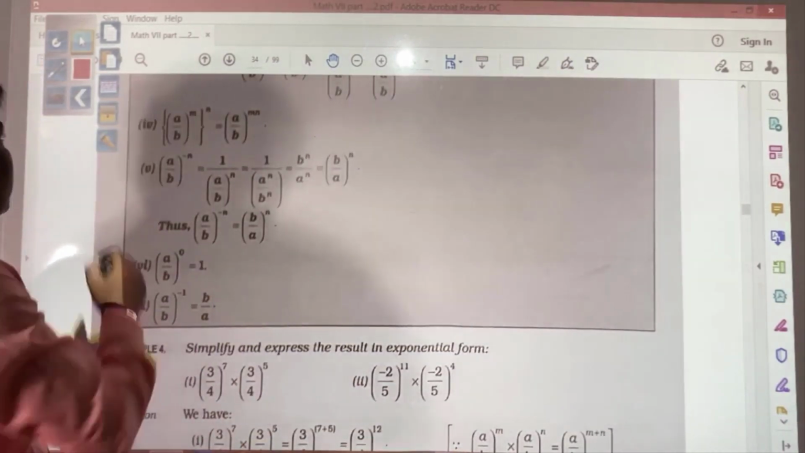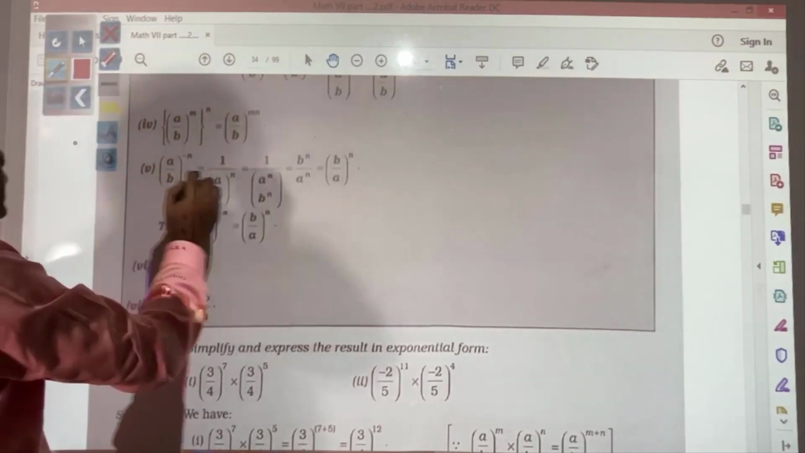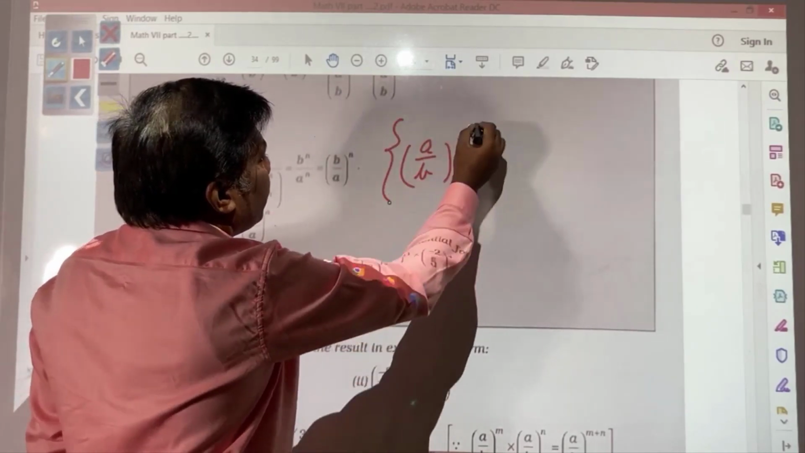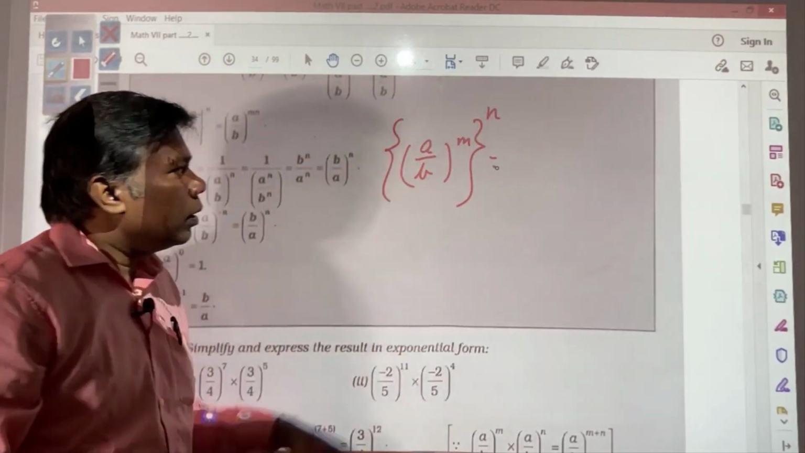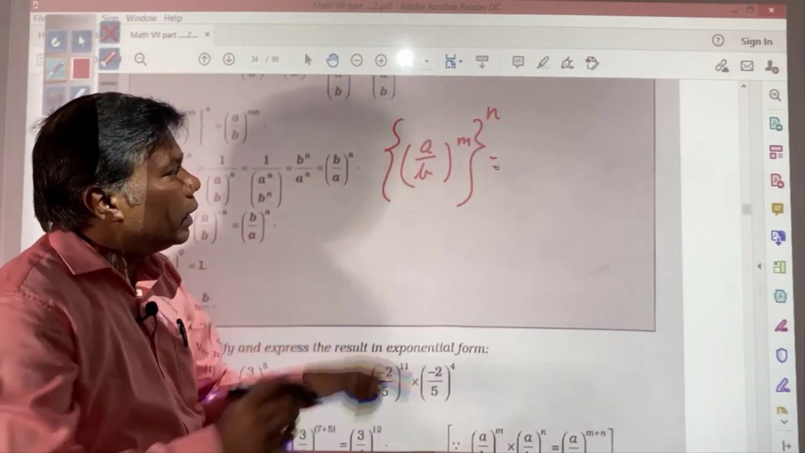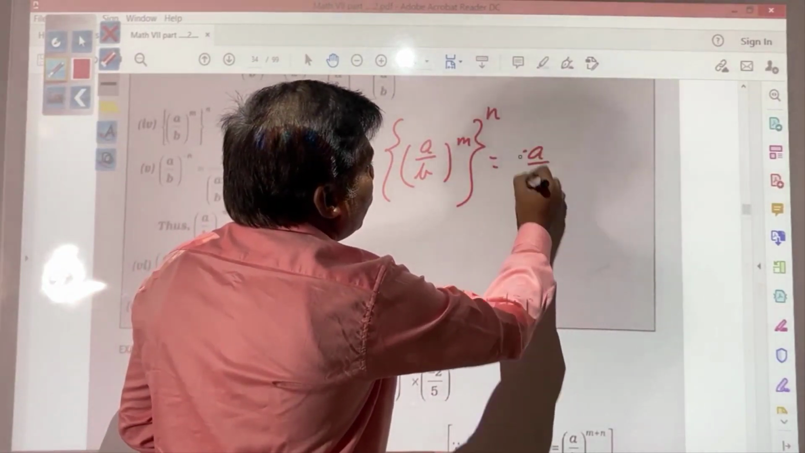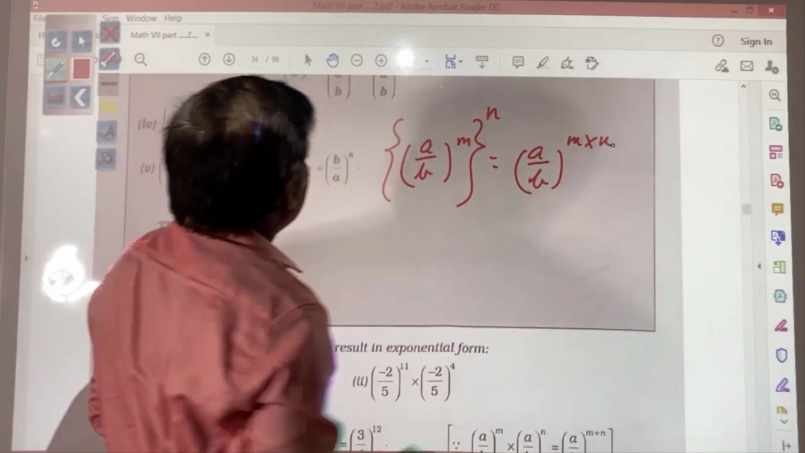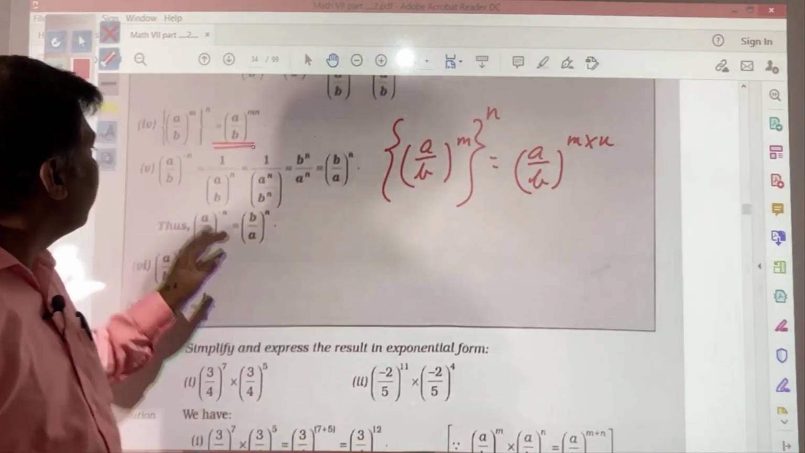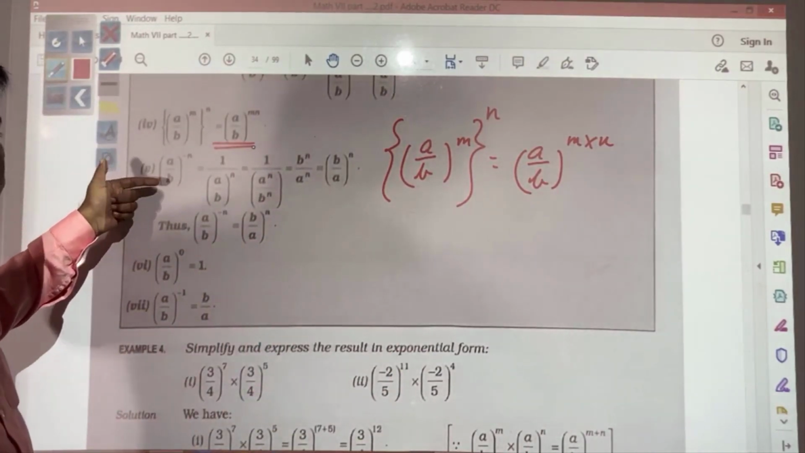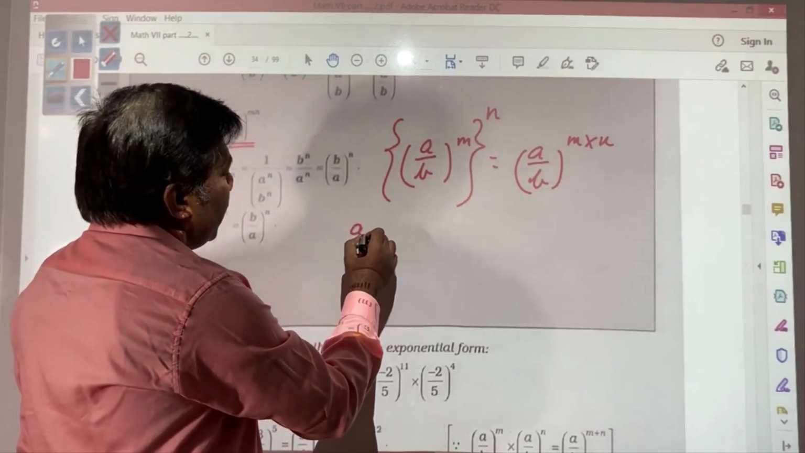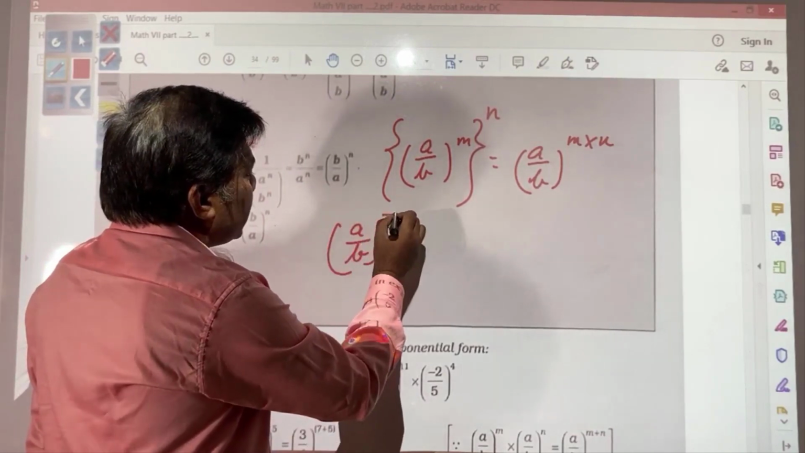Next you have a by b to the power m and then to the power n. Just you see, a by b to the power m and to the power n. Then in this case we will write a by b to the power m into n, or mn. Then you have a by b to the power minus n is equal to... here you see, a by b to the power minus n means what?